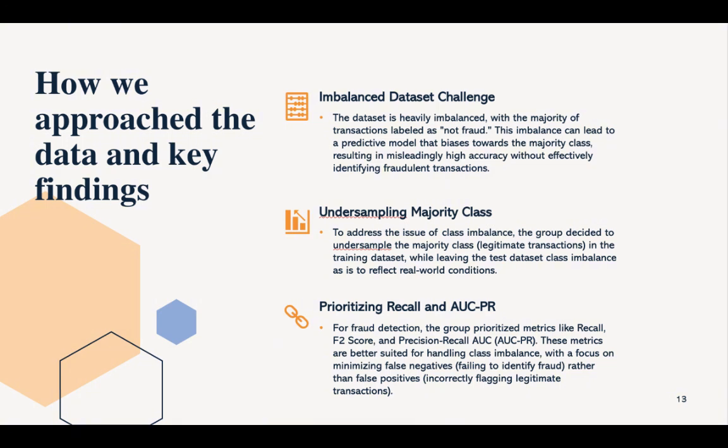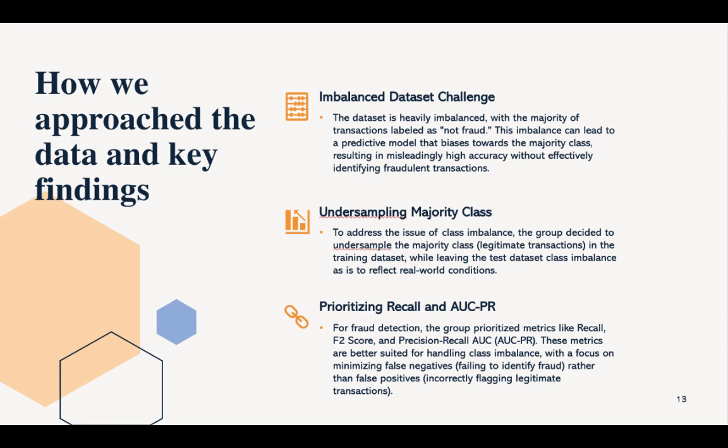We instead prioritize recall, F2 score, and the area under the precision recall curve for the reasons listed above. A high recall ensures that most fraud cases are identified as such, minimizing the number of false negatives.